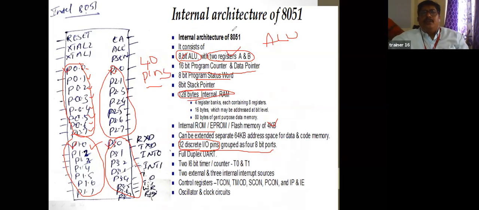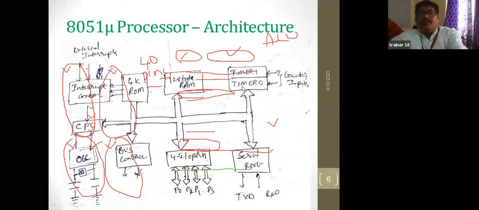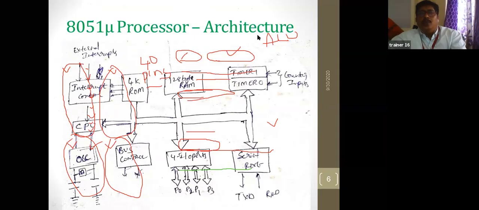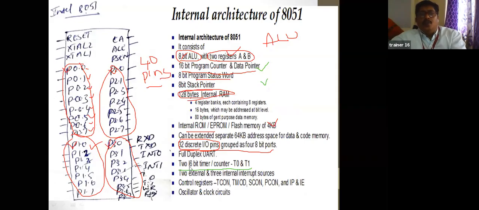Do you understand? And then see here, there are two 16-bit timers and counters, T0 and T1. That means 2 timers, and these 2 timers are 16-bit. It is a 16-bit timer and counter, T0 and T1.